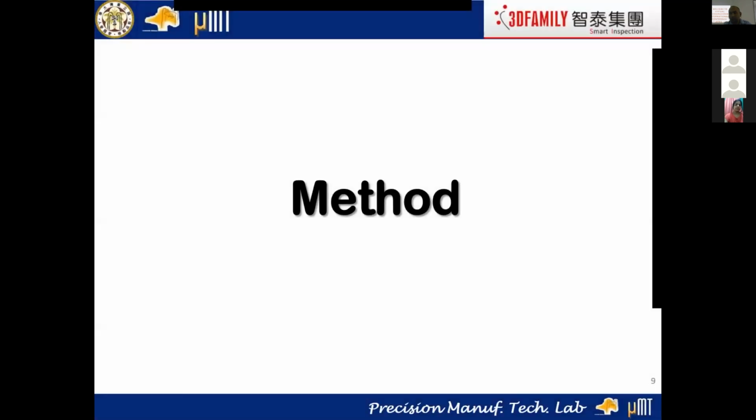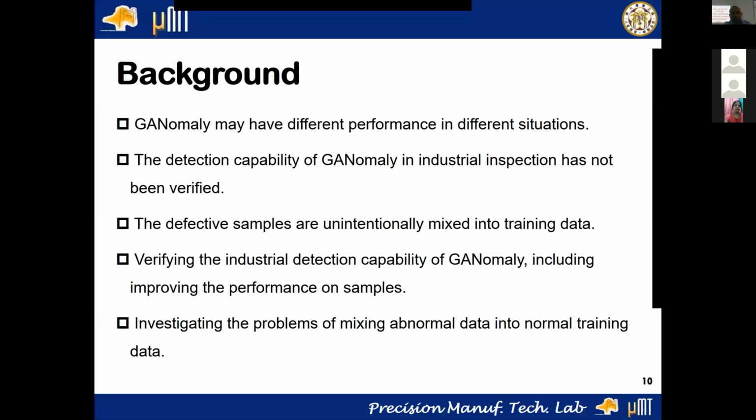Next, let's take a look at method. Because GAN-Anomaly may have different performance in different situations, and the detection capability of GAN-Anomaly in industrial inspection has not been verified. In addition, defective samples are unintentionally mixed into training data, which may cause a decrease in the detection capability of the model. The goal of this paper is verifying the industrial detection capability of GAN-Anomaly, including improving the performance on samples and investigating the problem of mixing abnormal data into normal training data.